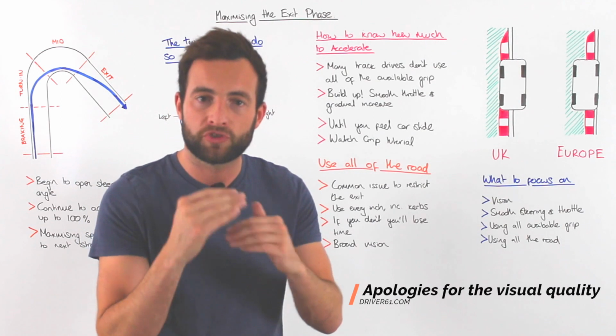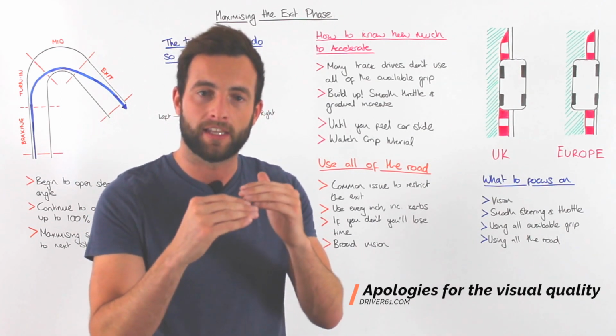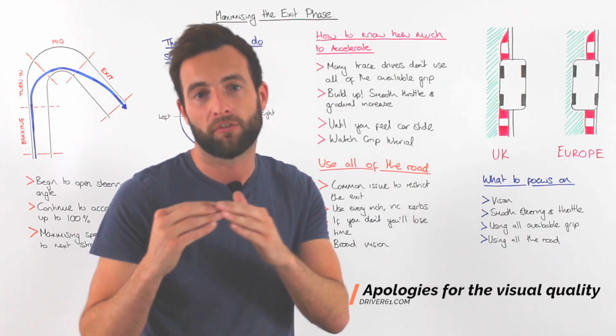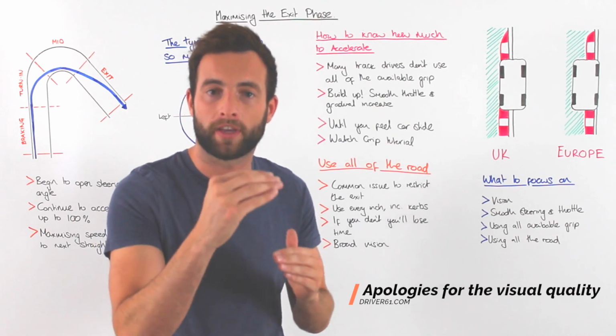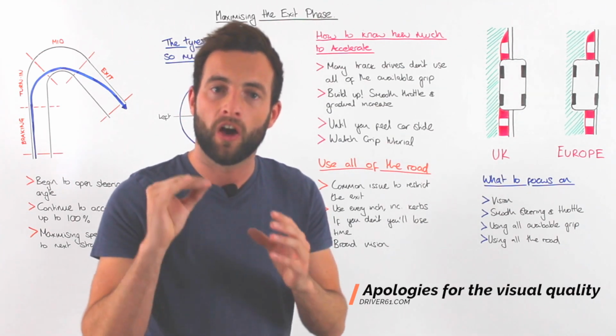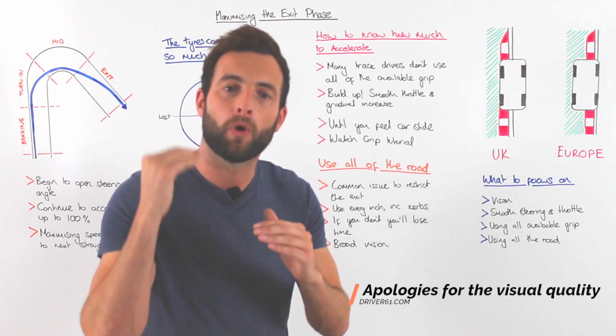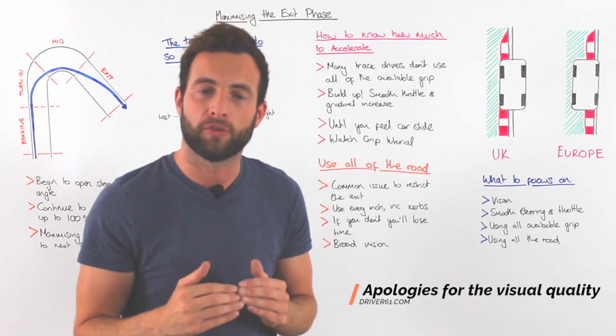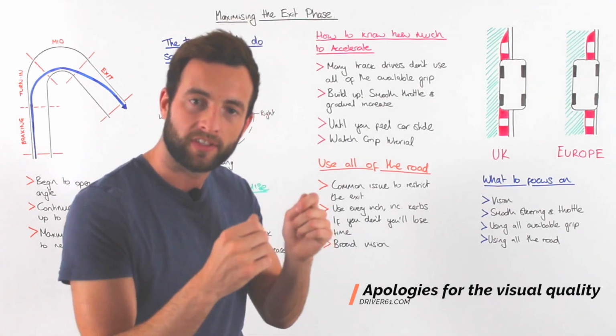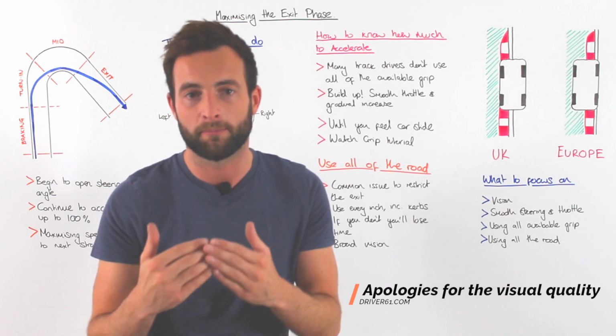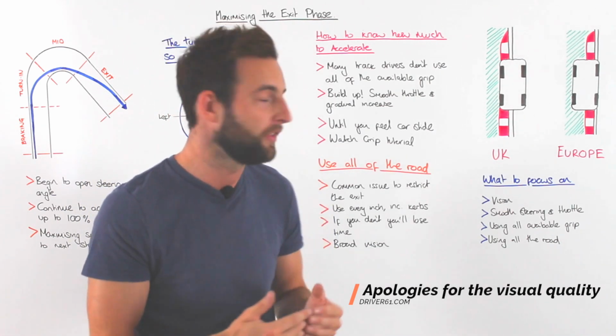If you take small chunks out of the exit phase of the corner and gradually get quicker and more assertive on the accelerator pedal, then you won't overstep the mark by too much. And that means that when the car does slide, it should be nice and progressive and nice and smooth.